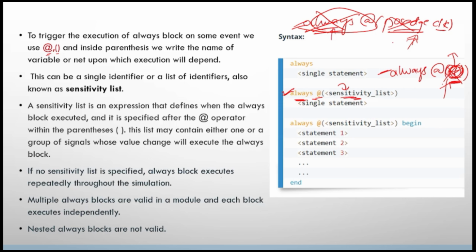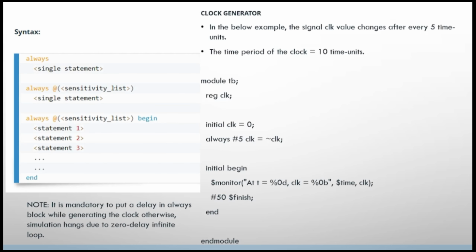And the most important thing that you should consider is that here you will be having a sensitivity list. This is how the always block will be written. If you have only a single statement, there is no need for begin and end, but if you have multiple statements, then you should write them within begin and end, always @ sensitivity list.